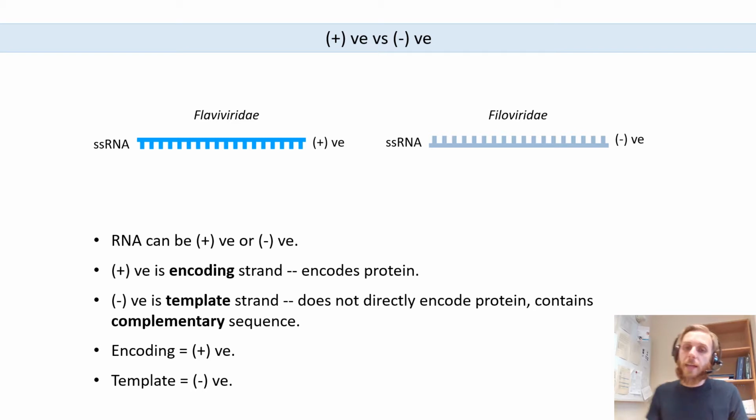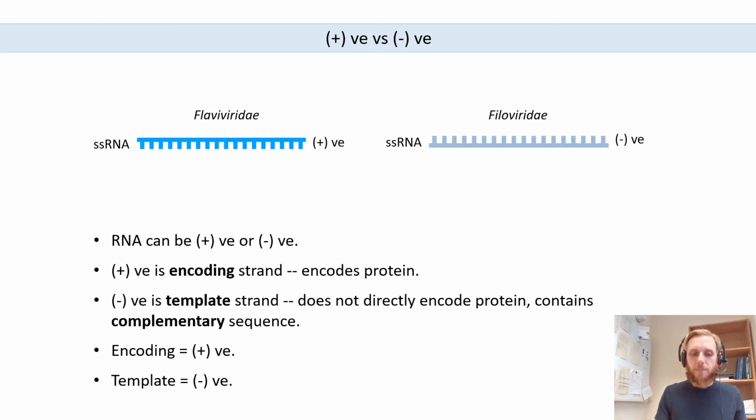Negative sense RNA is different in the sense that it corresponds to a template strand. So it doesn't directly contain the sequence of amino acids, or the information that could eventually be the sequence of amino acids after translation, because it's negative. So this negative RNA can't be translated. It doesn't contain the information.